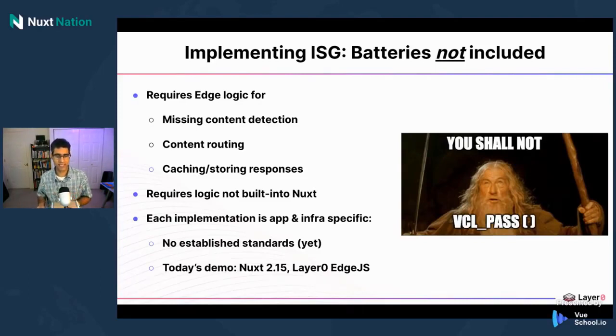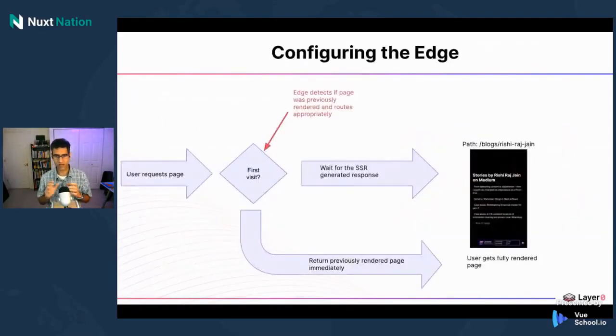So for the purposes of today's demo, we're doing this on Nuxt 2.15, and we're going to use Layer0 Edge.js, which is our edge orchestration, but the same principles you should be able to extrapolate and apply to any other architecture. So let's talk about those two parts, configuring the edge and configuring the Nuxt app. For configuring the edge, we basically just need a simple property in the edge logic that detects if a page was previously rendered, and if it wasn't, then wait for the response, and if it has already been rendered, then just send the rendered page immediately.